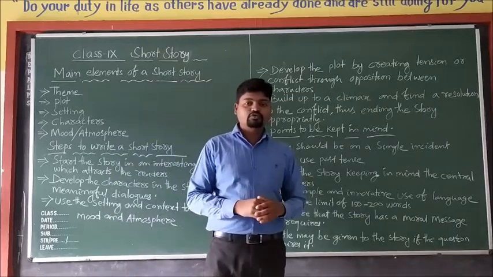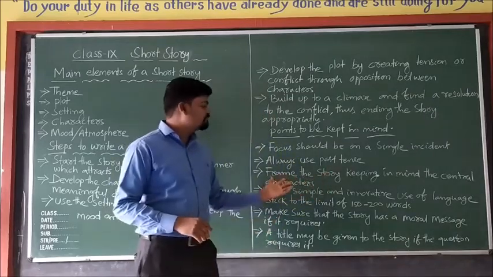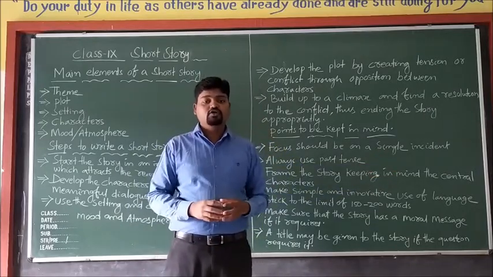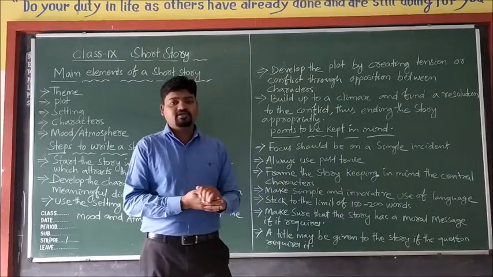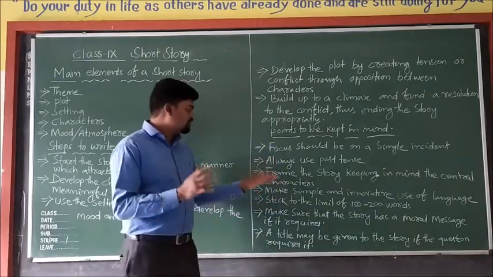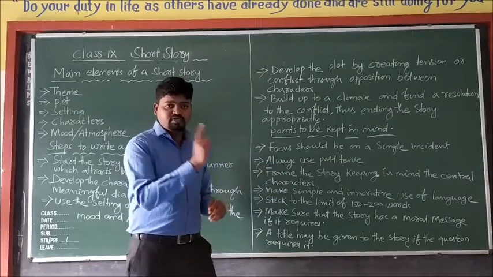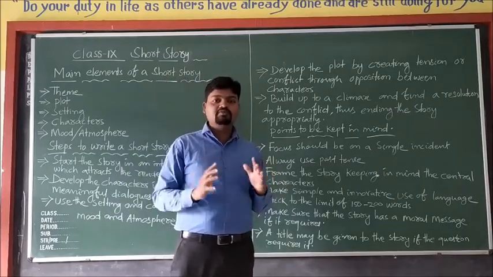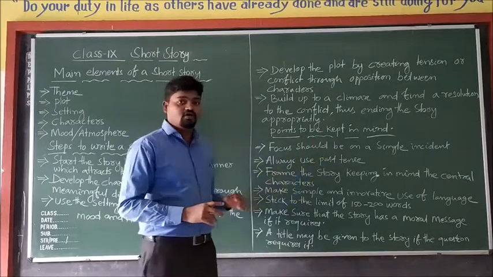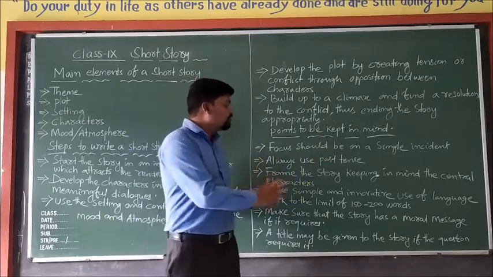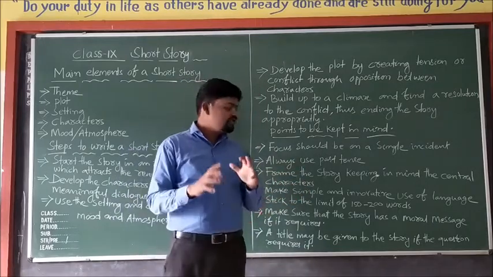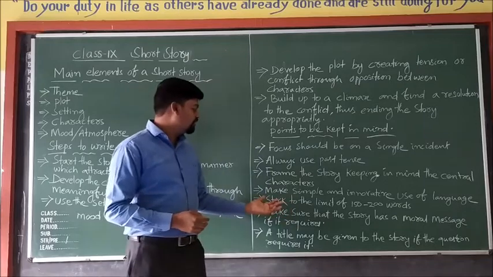So next, frame the story keeping in mind the central characters. Students, as you write the story, frame the story keeping in mind the central character. So you should not leave the main character. Yes or no? What is the central character? Main character. Yes or no? So the main character you should not lose from the beginning to end. As you develop the story, you should not leave it or forget it. You need to develop the main character.